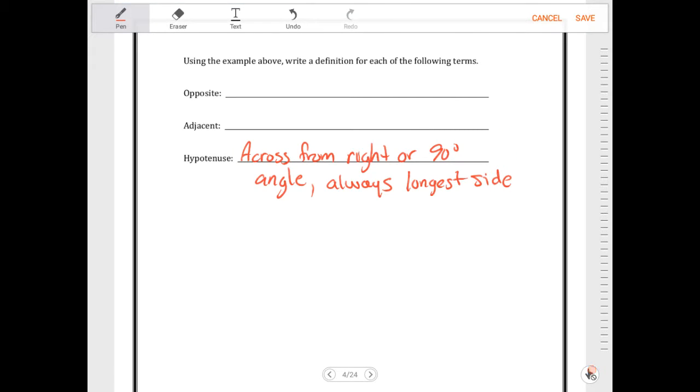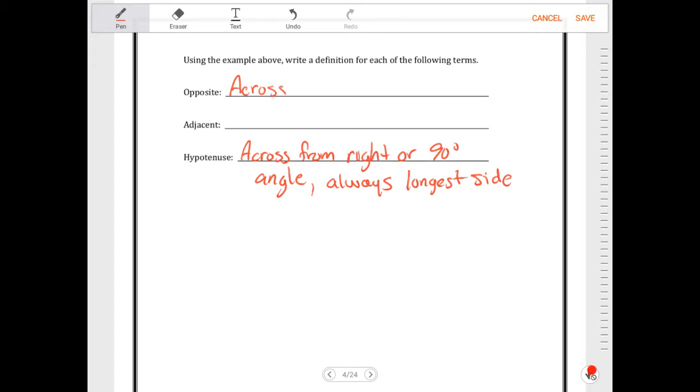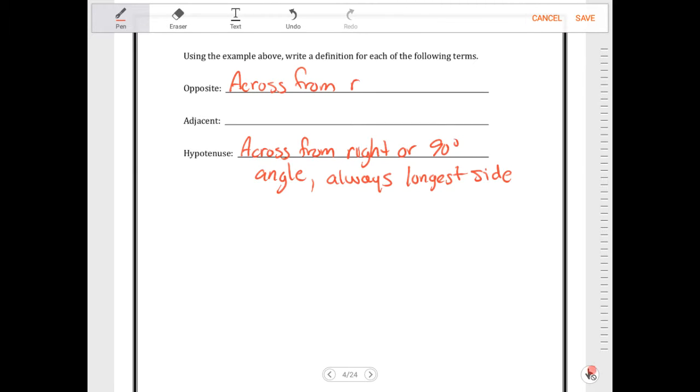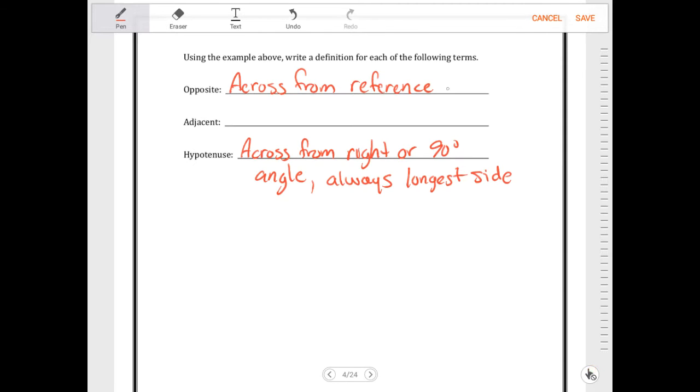Now, the opposite, what do we know about the opposite? The opposite is always across from the reference angle. And you know what? If I'm numbering this, you should always identify the hypotenuse first. Then you should label the opposite. And the adjacent will be the only remaining side, and that you would label number 3. I'm going to give you some practice with this. I know this has been short, but my goodness, this is so crucial to your success with trigonometry.